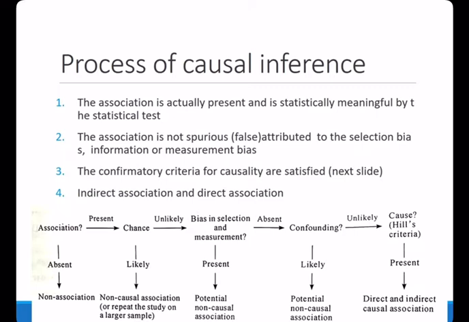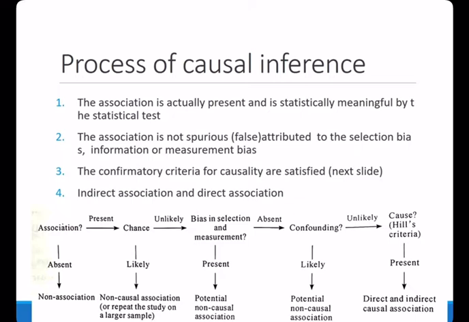Third, the confirmatory criteria for causality are satisfied. Even if a statistical association is not due to bias, causal inference cannot be made confidently without satisfying the criteria of causality. And these causality criteria will be shown in the next slides.